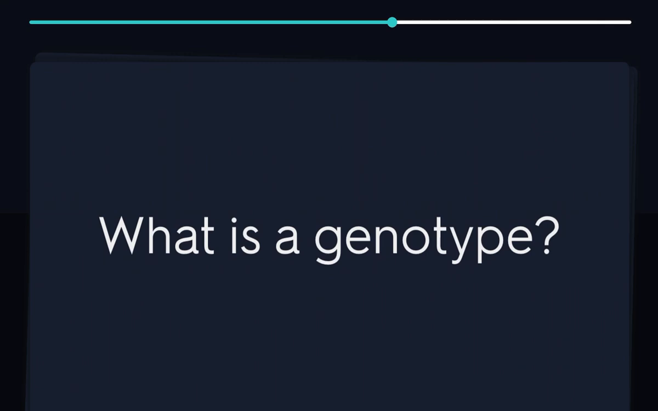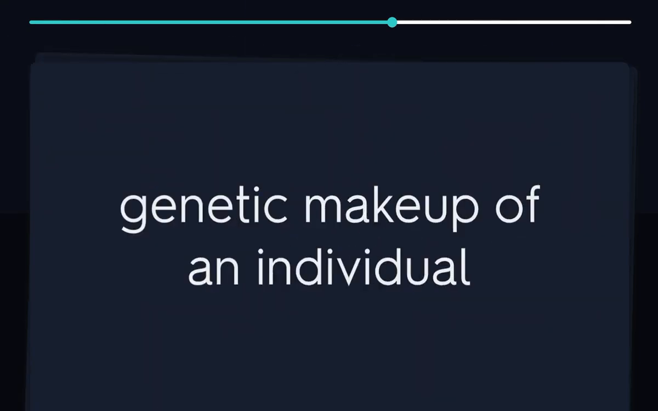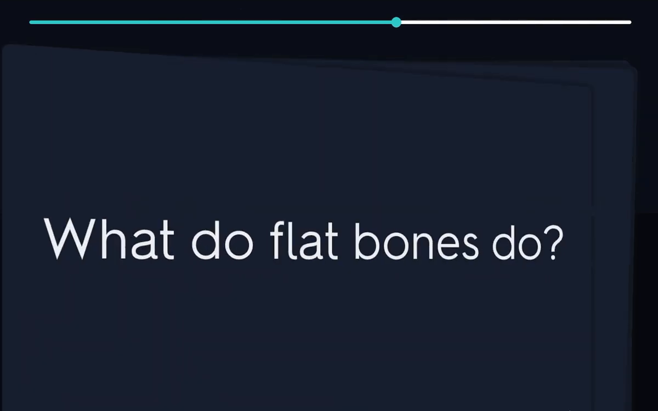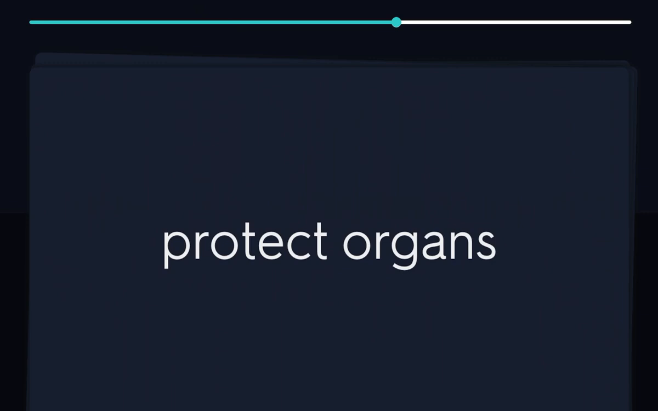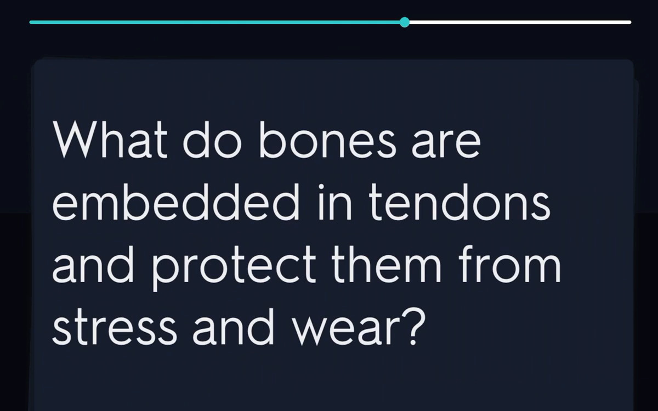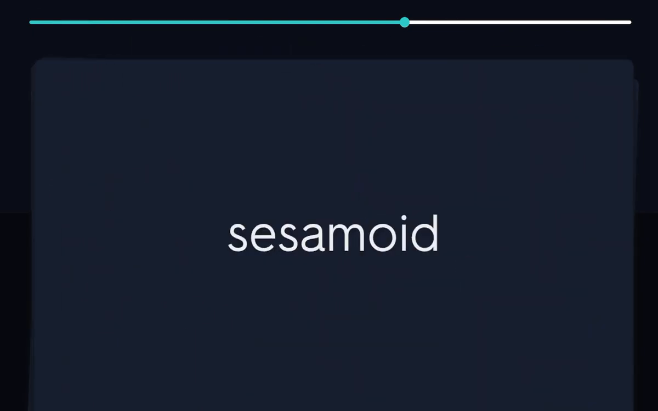What is a genotype? Genetic makeup of an individual. What do flat bones do? Protect organs. Which structure has the lowest blood pressure? Vein. What bones are embedded in tendons and protect them from stress and wear? Sesamoid.